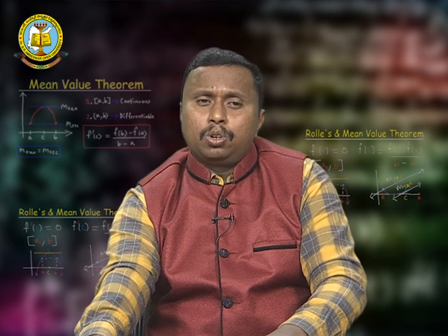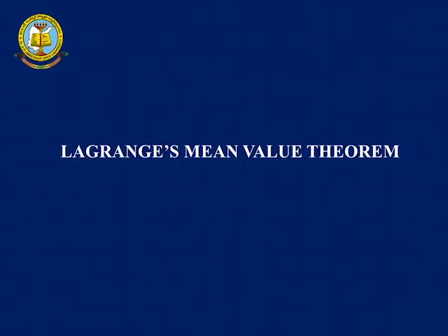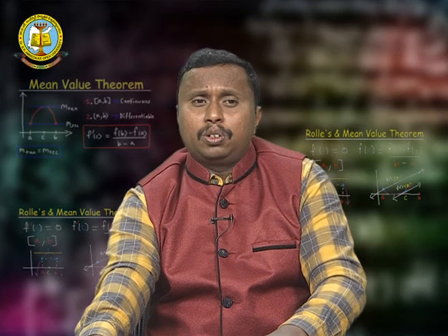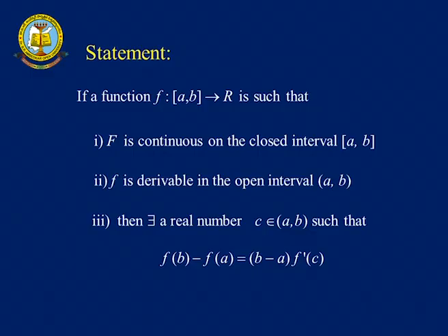And now, let us go to one more mean value theorem, the Lagrange mean value theorem. In the same way we have to see the statement. If a function f from a comma b to R is such that the first condition, f is continuous on the closed interval a comma b, and f is derivable on the open interval a comma b, then there exists a real number c belongs to a comma b such that f of b minus f of a equals b minus a into f dash of c.